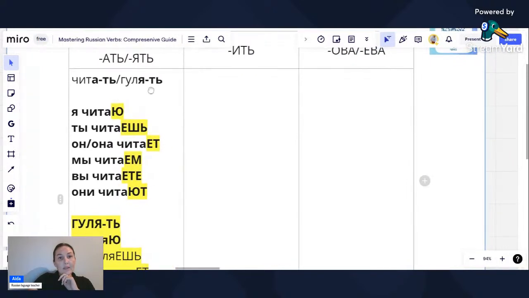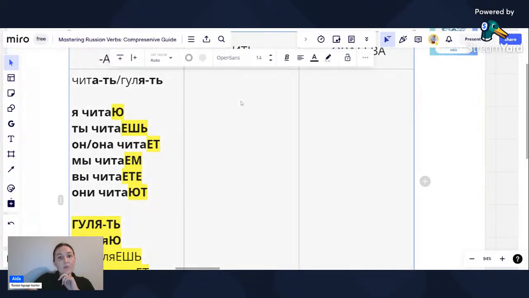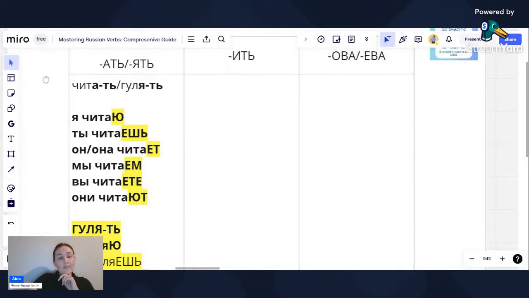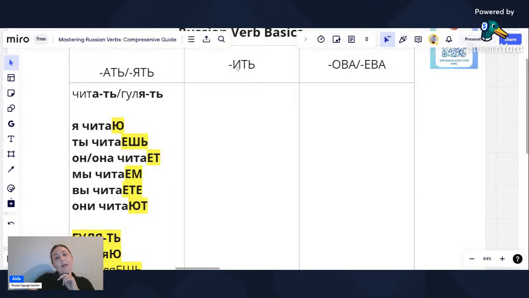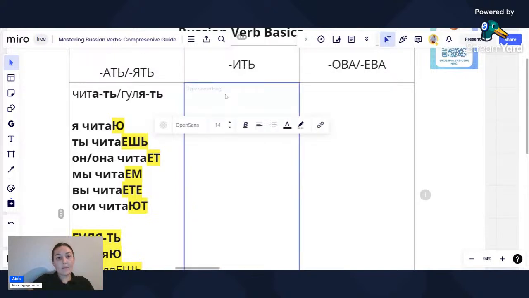Okay, and now let's talk about verbs of the second group. Verbs of the second group more often have the ending ить. Let's have a look at the verb говорить. Говорить, which means to speak. As you can see, we have the ending ить in this verb. Говорить, to speak. So, to form the present tense, we need to cut it. So, look at the difference.